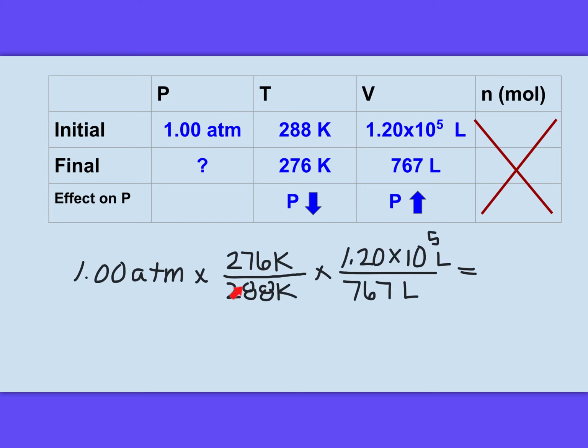1 times 276 divided by 288 times 1.2 E5 divided by 767 should give me a final answer of 150 ATM. I wrote this with 3 significant digits, and notice I needed to put the decimal there to make that 0 significant.